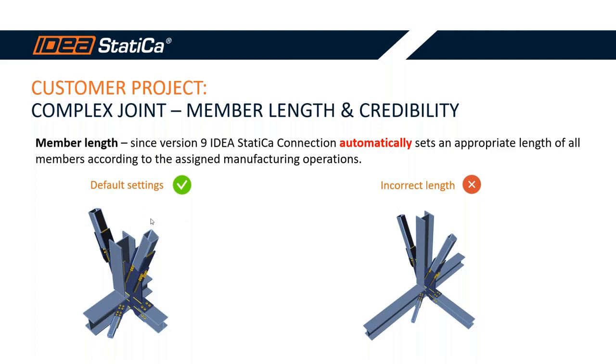On these two pictures, I prepared for you a comparison with default settings for member length. Of course, this is the correct option where we can guarantee the results. And on the right picture, I played a little bit with the member lengths, so it's visible that the length of some members is different. And we can't guarantee the results if you play with the member lengths.